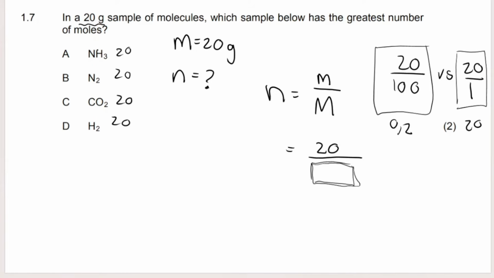And which of these 3 would have the smallest molar mass? Definitely D, because D's molar mass would be 1 times 2. So therefore your answer is D.